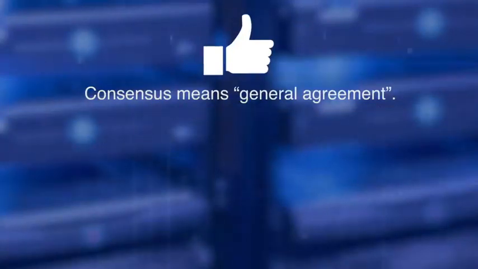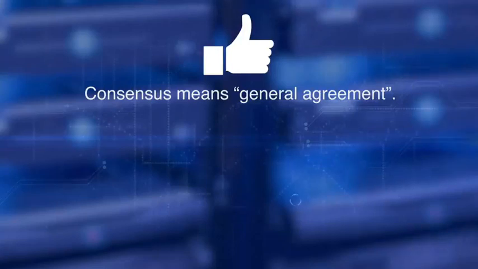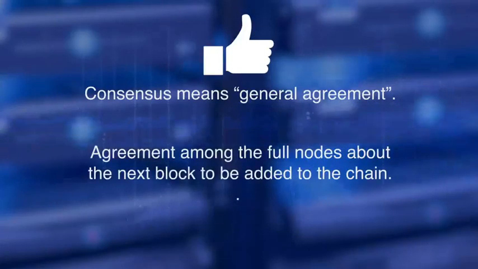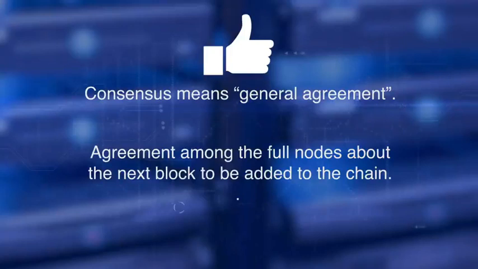Consensus means general agreement. In the context of blockchain operation, consensus is an agreement among the full nodes about the next block to be added to the chain. This ensures the integrity of the chain. Even among the known permissioned entities, we need consensus. Different consensus protocols are used in various blockchains.